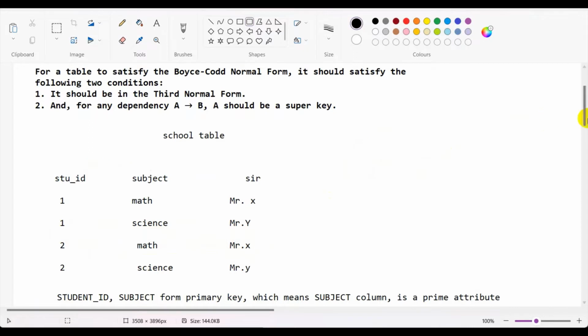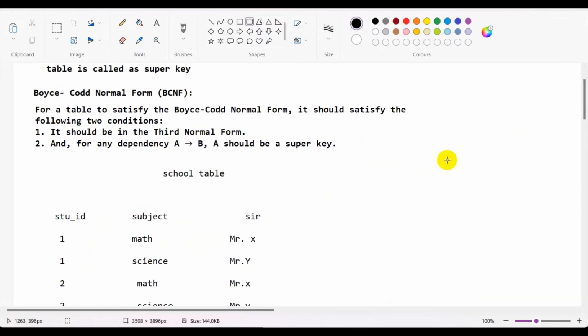So now let us understand what BCNF is. For a table to satisfy BCNF, it should satisfy the following two conditions. First, it should be in the third normal form, and second, for any dependency A to B, A should be a super key. So for any dependency A to B, A should be a super key. Now let us see the example.